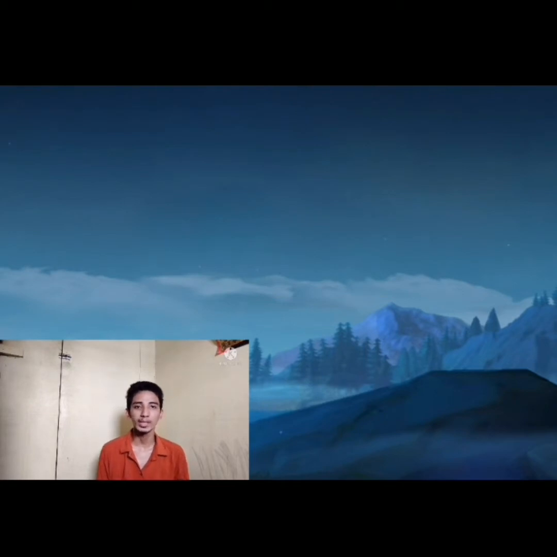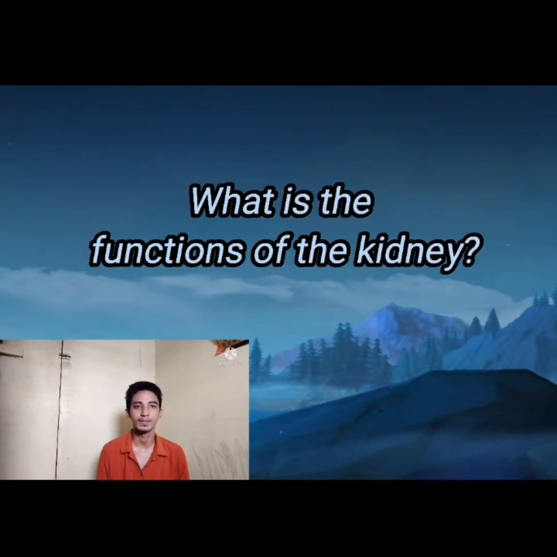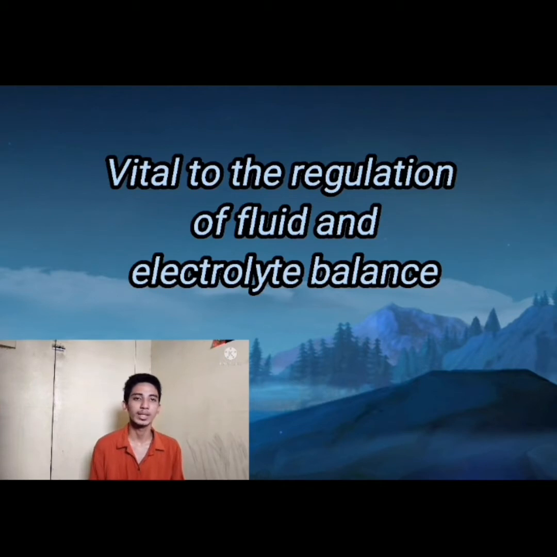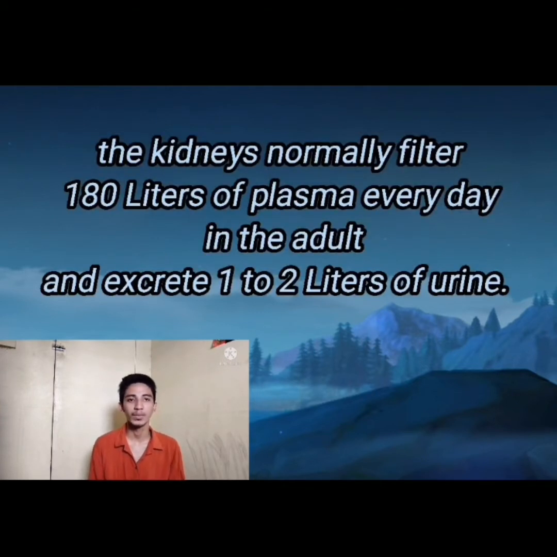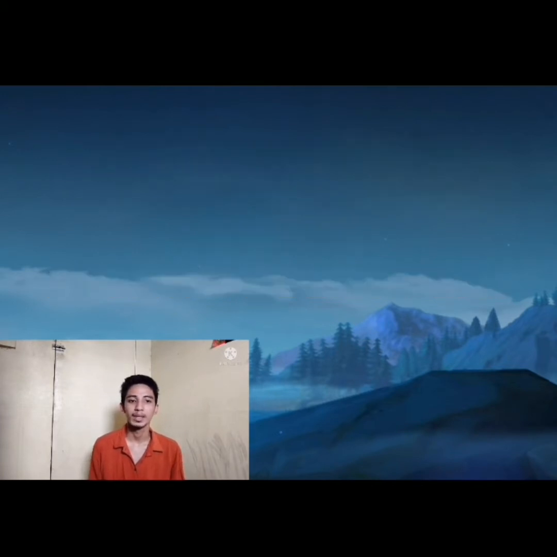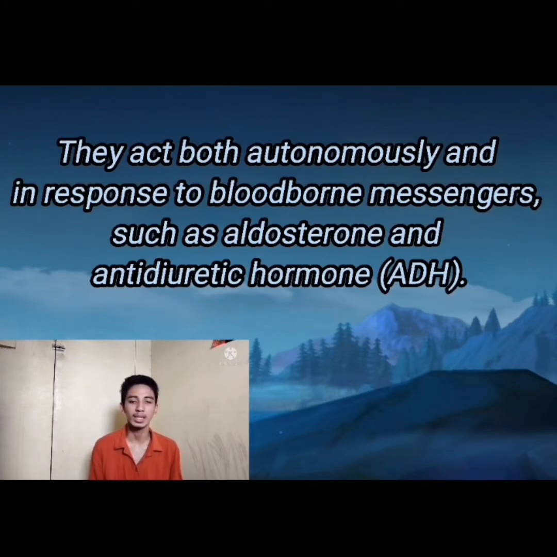So first, what are the functions of the kidney? Vital to the regulation of the fluid and electrolyte balance, the kidney normally filters 180 liters of plasma every day in the adult and excretes 1 to 2 liters of urine. They act both autonomously and in response to blood-borne messengers, such as aldosterone and the antidiuretic hormone or ADH.